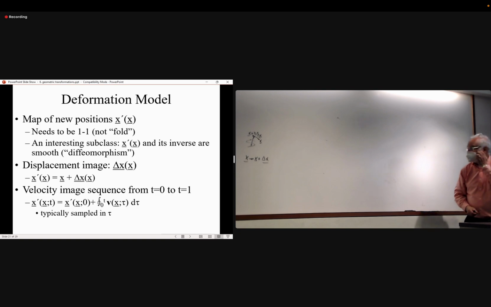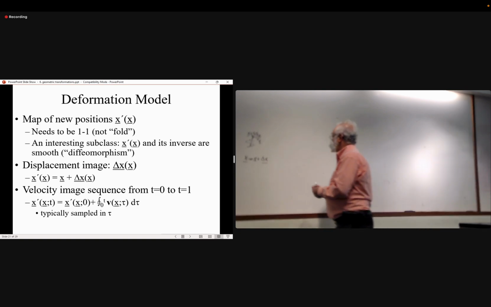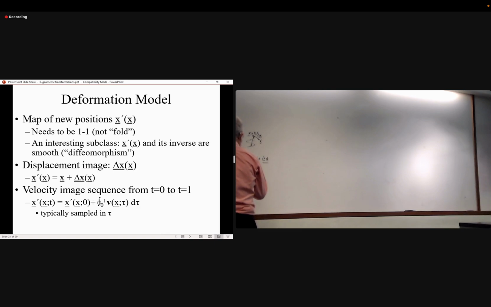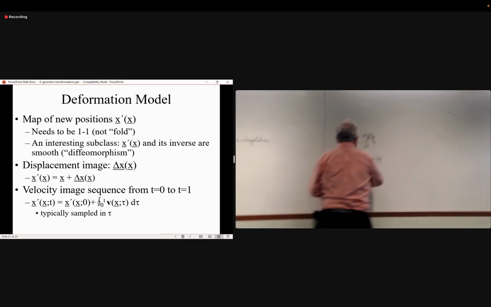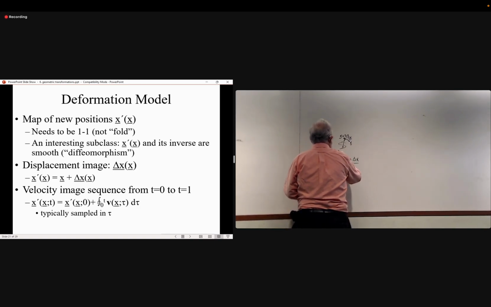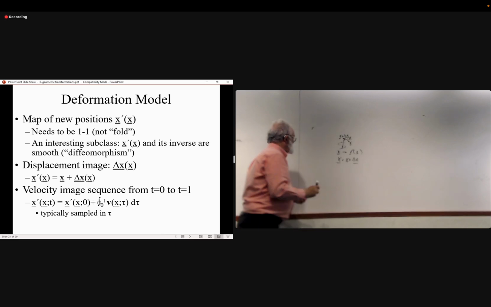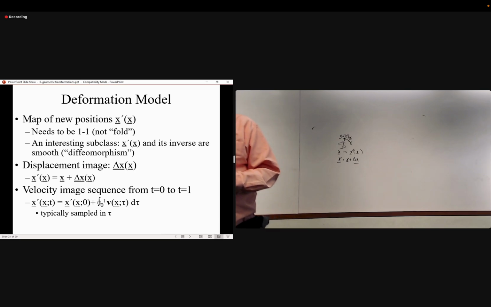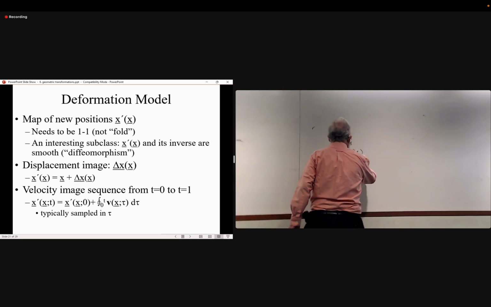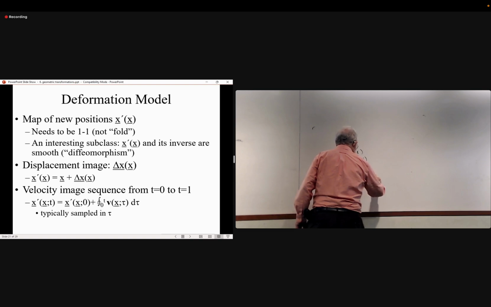Okay, so we have this idea that if we map x to x prime of x, what we're doing is saying x prime equals x plus the displacement delta x at x. So this guy's the displacement. And you've seen that already in assignment 7.